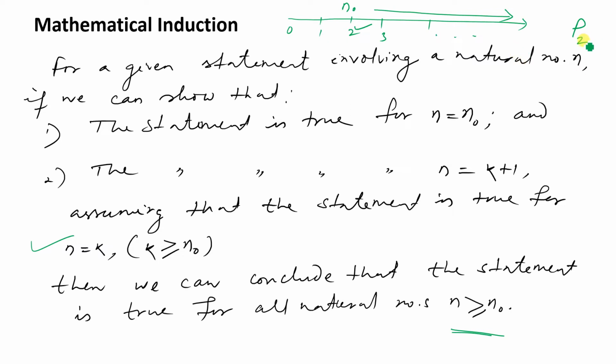Which statement is P? The last one is written like this, n greater than or equal to n naught. It may be false for the numbers which are present to the left of this 2, or n naught.